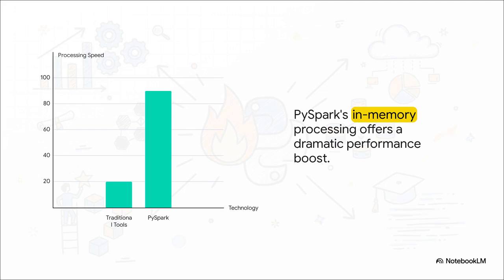Now, a huge part of its success comes down to one thing: pure, unadulterated speed. See, older tools were like a chef who had to run down to a basement pantry, that's your slow disk storage, for every single ingredient. PySpark, on the other hand, is like a master chef with everything perfectly prepped and laid out on the counter right in front of them. That's in-memory processing. The difference in performance isn't just a little bit better, it's an absolute game changer.